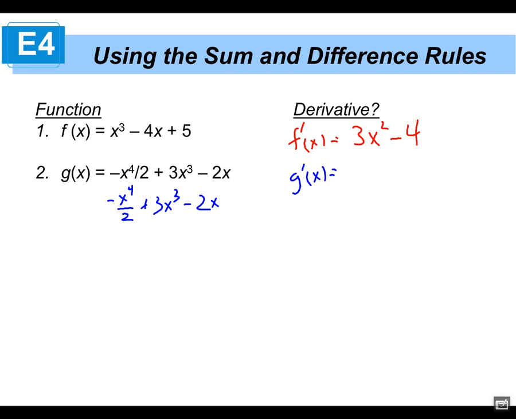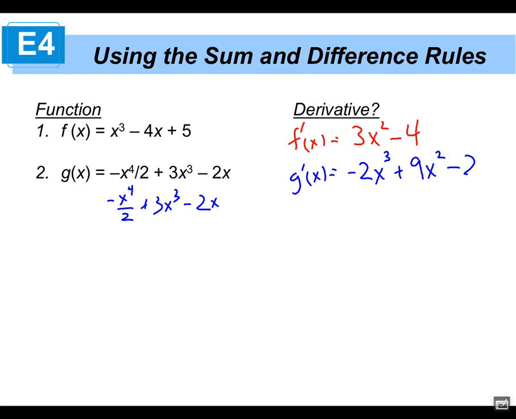Kate, your turn. Okay, so it would be negative 2x to the 3rd. Nice, 1 down, 2 to go. And then plus 9x squared. Bring it home. Minus 2. Outstanding. That was well done. Everybody follow that?